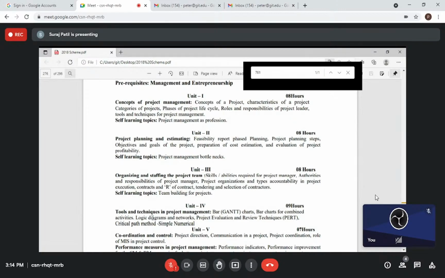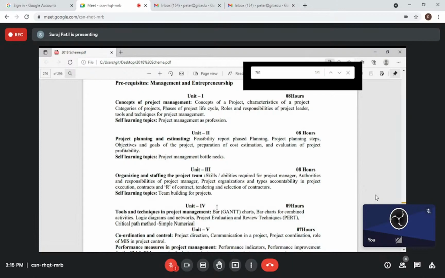Many projects are going on, already completed projects are there, and upcoming projects are there. Many projects you can relate through this project management, and wherever it is required, I'll be doing the case studies, so that you will be able to relate the subject to the application.